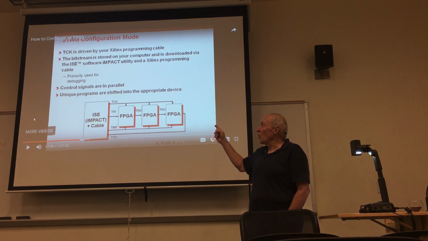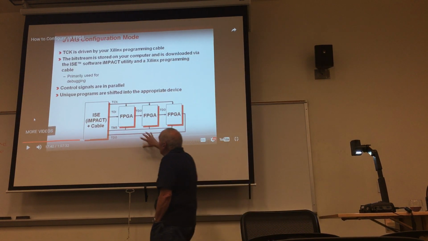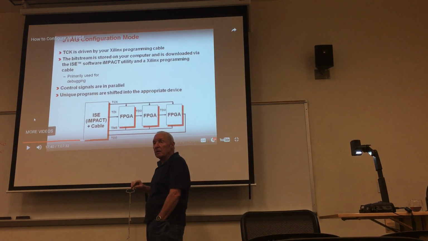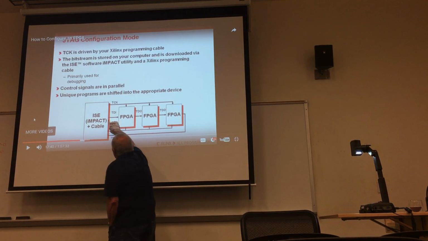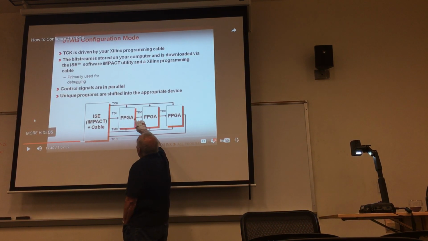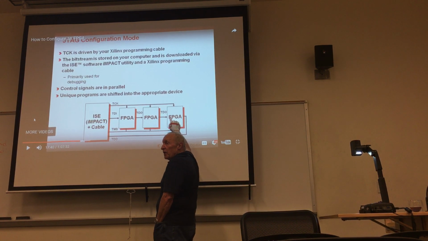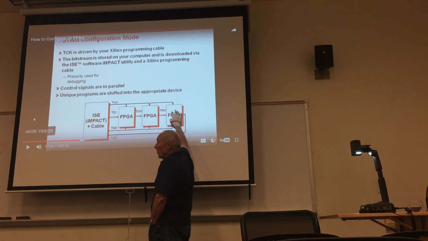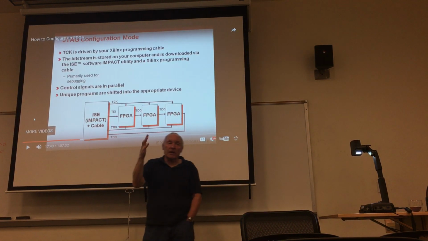This shows a case where you have a daisy chain, where I've got multiple FPGAs that need to be programmed on the board. What you do is the test data in coming in from the computer can be routed to test data out to test data in on this one, through test data out to test data input on this one. So I would program this one first, then this one, then this one, all from the computer.